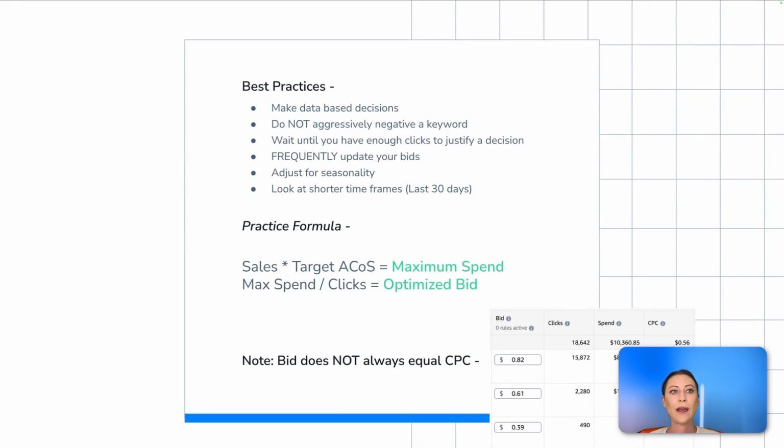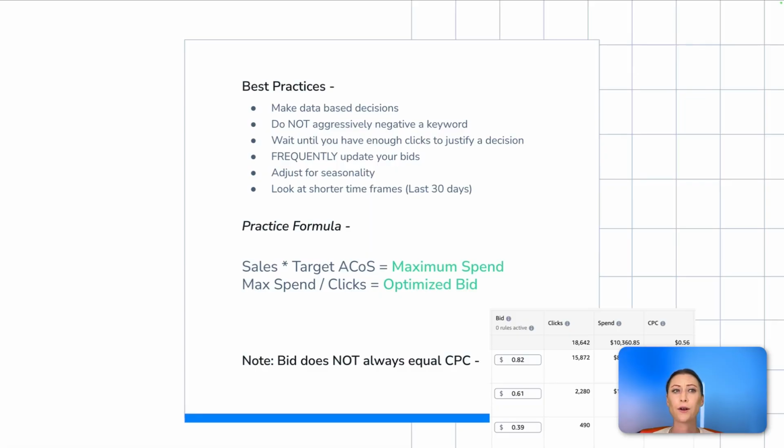The next thing I'd say is we have to wait until we have enough clicks to justify a decision. So again, when making data decisions, if you only have 1 to 2 clicks, it's not enough to know whether or not you should pause a keyword or lower the bid. You just don't have enough data. I typically like to look for 20 to 25 clicks for average price products, anything from $20 to $40. If you have a high price point product, again, it's going to take more convincing, so you need to show more people your products. Maybe it's 40 to 50 clicks that makes a difference.